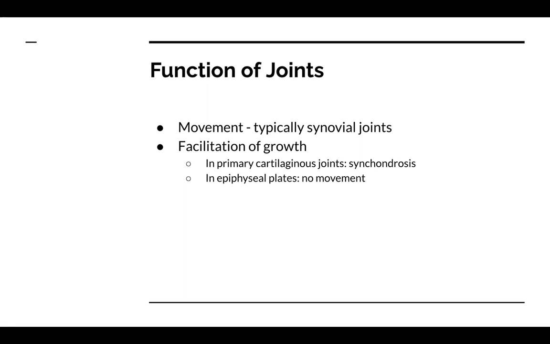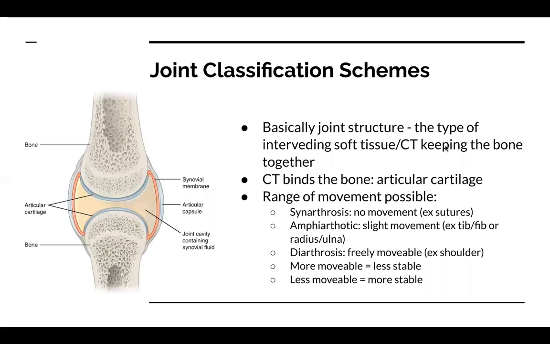Our skeletal system video in the anatomy playlist actually goes over these pretty well. It goes over the different types of bone, and I think that would be a great video to just get some context if you want to watch that first. So now, joint classification schemes, and these are basically just how joints are classified.